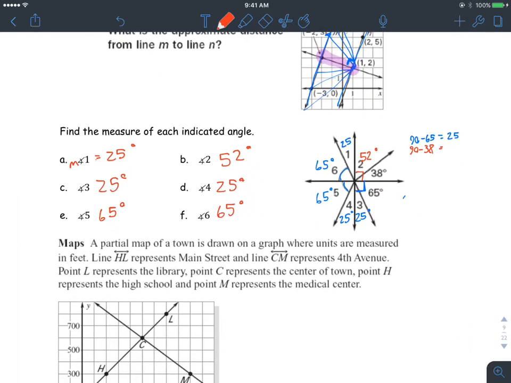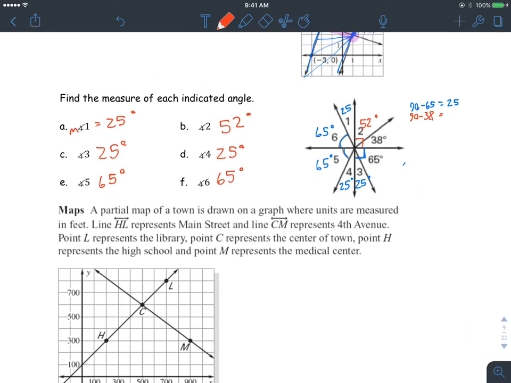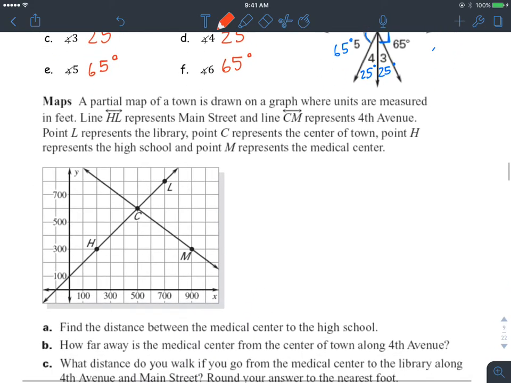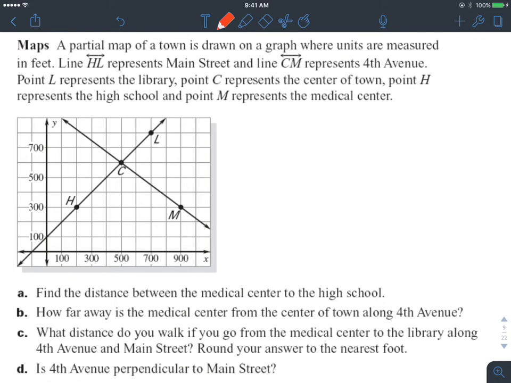So I guess, use the idea that you have right angles there, but we've already kind of seen that problem, so it's really not too bad there. All right, so look at this. You got a partial map of a town drawn on a diagram where units are measured in feet. So I guess each of these is like 100 feet, it looks like.